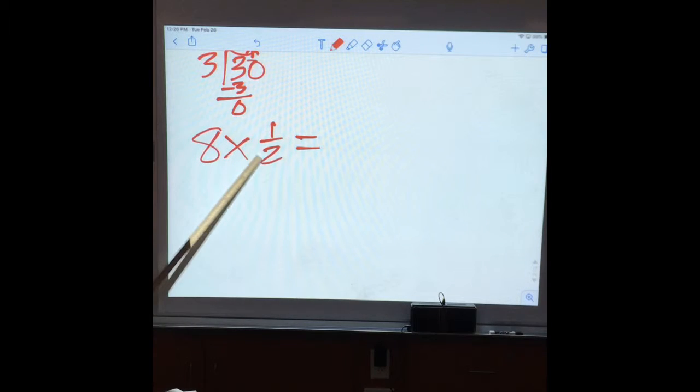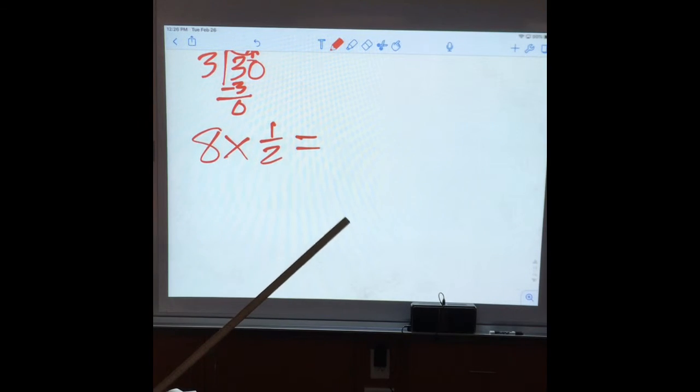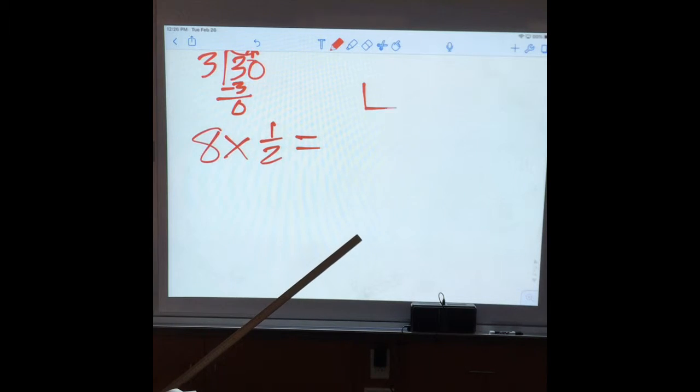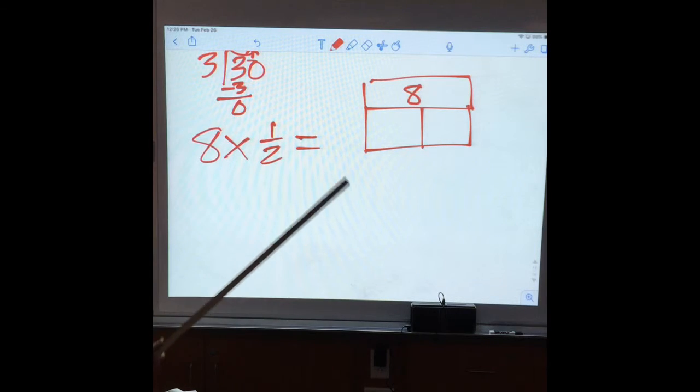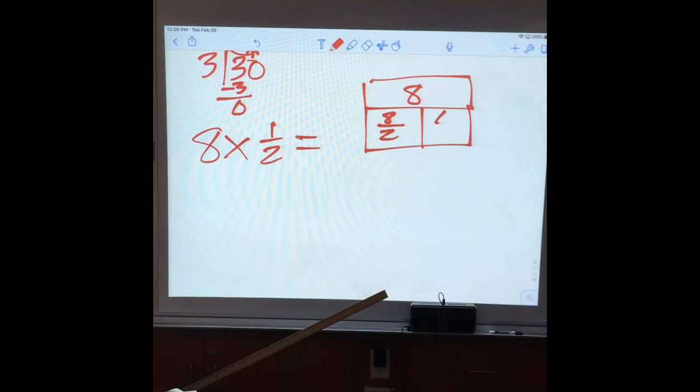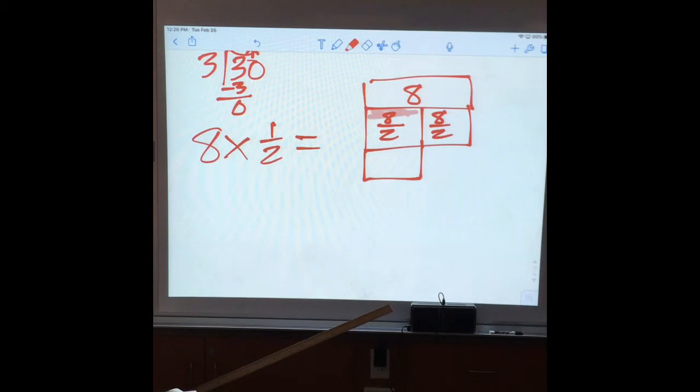What if we have 8 times a half? All right. So we can say, well, on the top of our box we have an 8, and in the bottom we are going to cut it in half. So we're going to put an 8 over a half, 8 over a half, and we're only really looking for this one box.